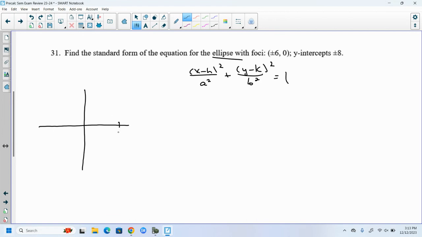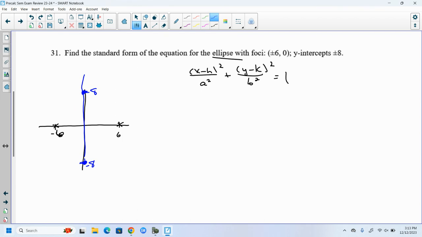So at 6, I got a foci, and at negative 6. At the y-intercept, so it hits the y-axis at 8 and negative 8. Your foci always lie on the major axis, so that guarantees it is wider. Since it is wider, that guarantees that a squared is underneath the x part.